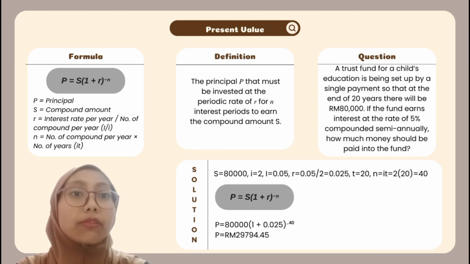We can get R by dividing 0.05 by 2, which is 0.025. Last one, we can get n by multiplying 2 and 20, which equals 40. So we can substitute the amounts we have into the formula. P equals 80,000 times (1 + 0.025) to the power of negative 40. The final answer is 29,794 ringgit 45 cents.